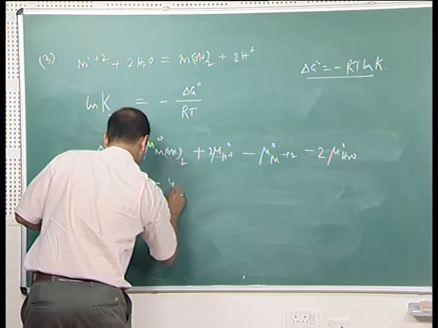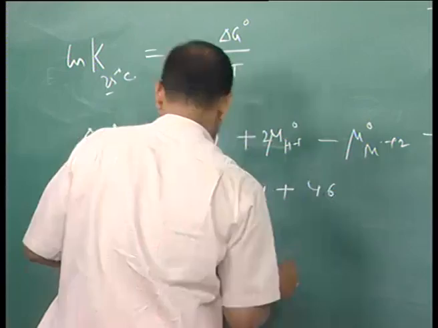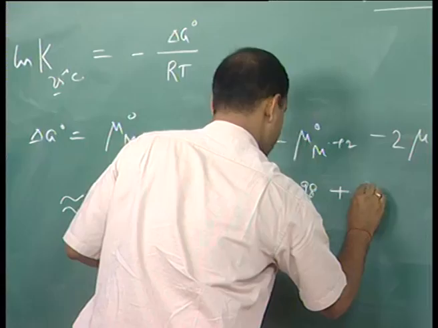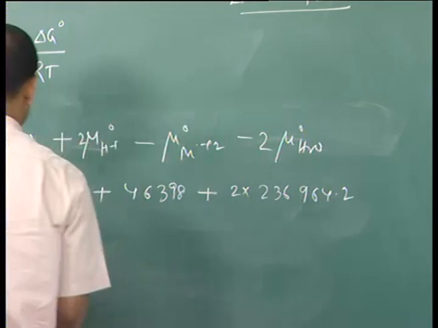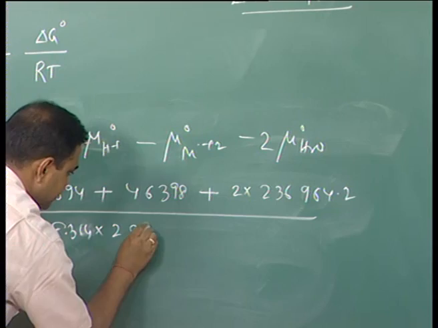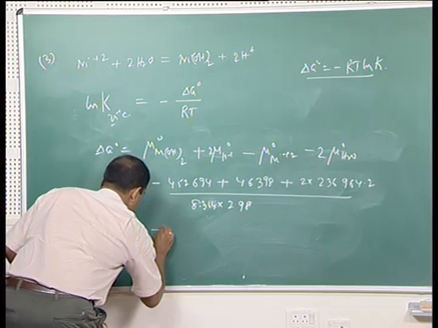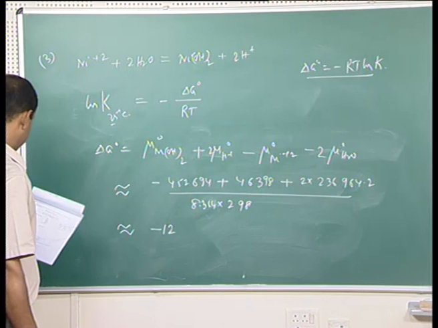So this should be 452694 plus 46398 plus 2 into 236964.2, divided by, sorry, 2 into R, R is 8.314 into 298. You would see that this value becomes close to minus 12. So this is becoming minus 12.